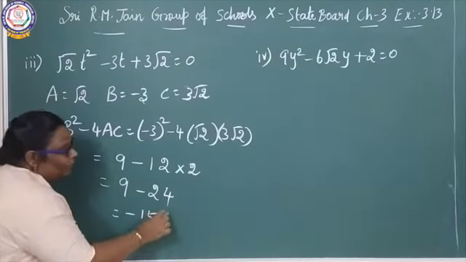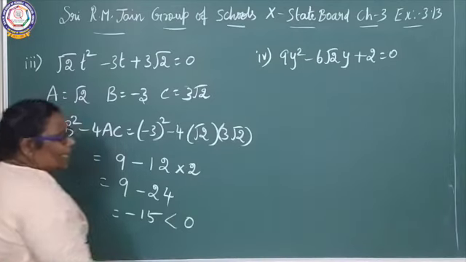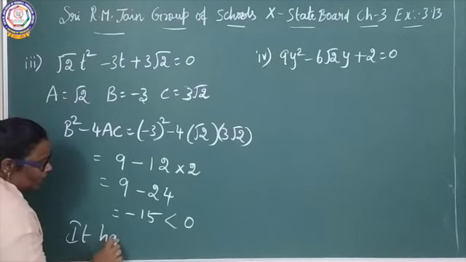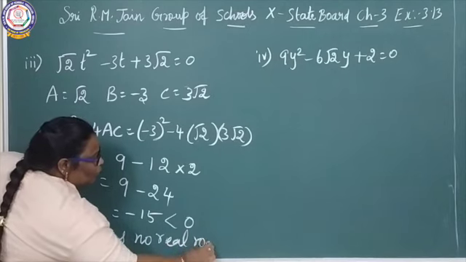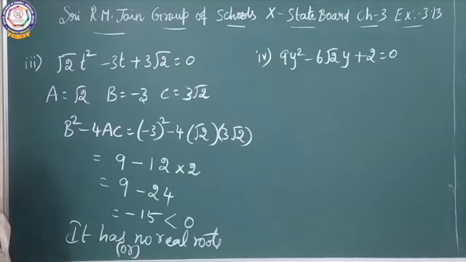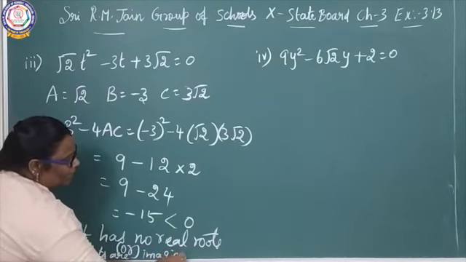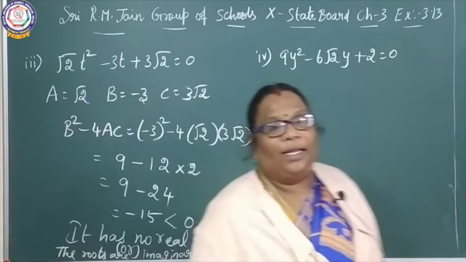Minus 15 is less than 0. It has no real roots, or the roots are imaginary. The roots are imaginary. It has no real roots or the roots are imaginary.